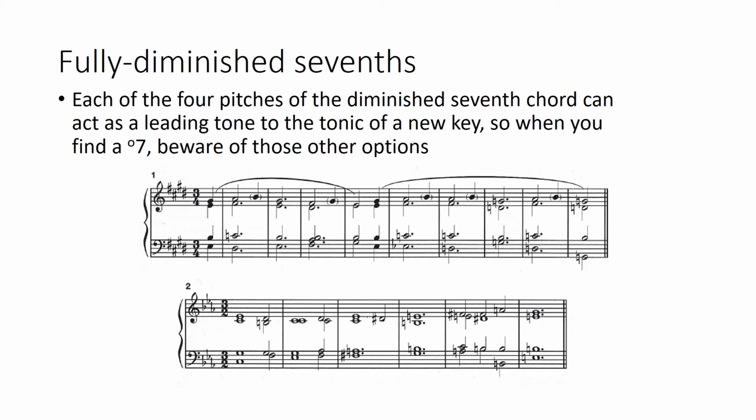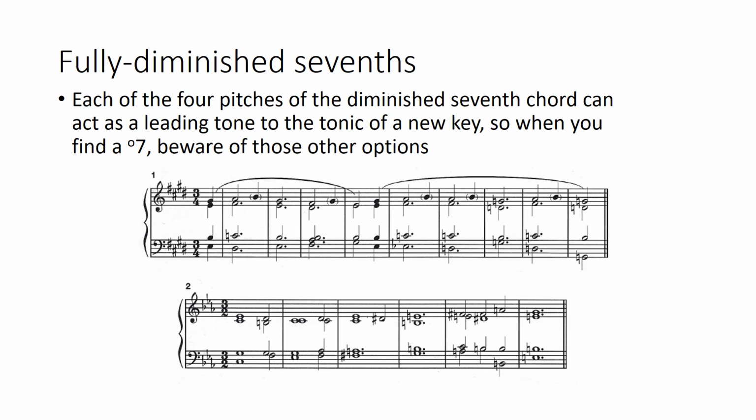Now to summarize, here's a quick example of using those fully diminished 7th chords to modulate. Whenever you find a diminished 7th chord, beware of these enharmonic options. Remind yourself, any one of the notes of this chord could be the leading tone. Could take me to 4 different places. So here are a couple of examples that do that. Here's the first one. Same chord but spelled differently. Now we took it to G major.